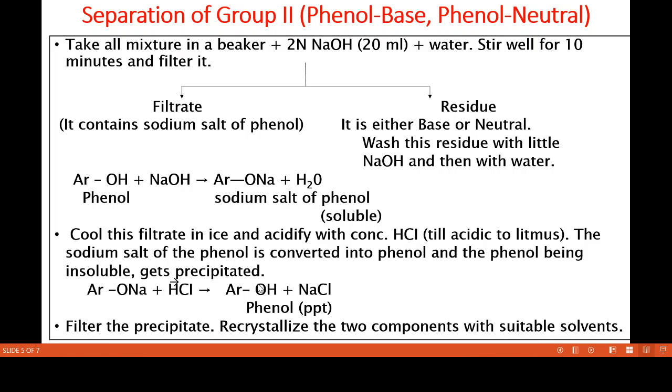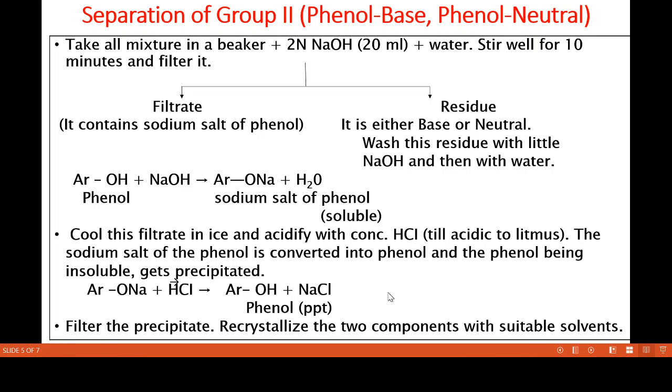This is nothing but our first compound, and our second compound is obtained in the residue. So in this way we separate the first and second compound. Filter the precipitate on Buchner funnel, and we get the compound in a dried form.